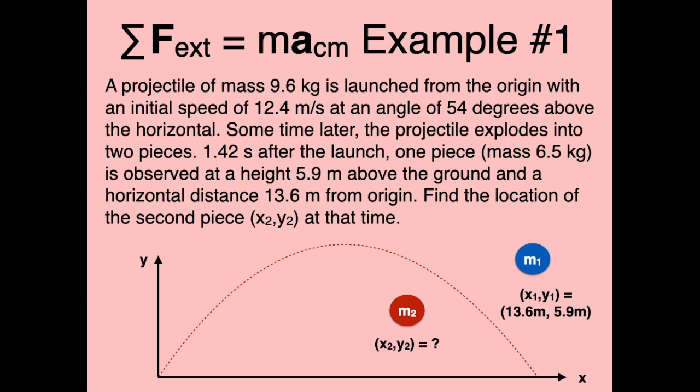Sometime later, the projectile explodes into two pieces. So it's launched from the origin. That's what you see where the x and y axes meet. And as it's flying through the air, it explodes.